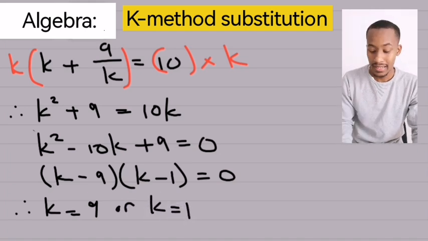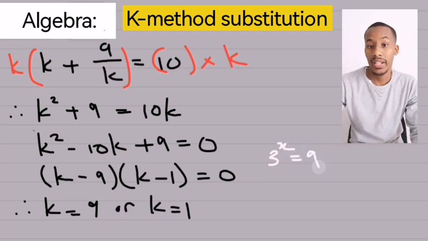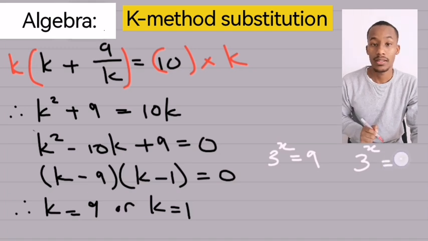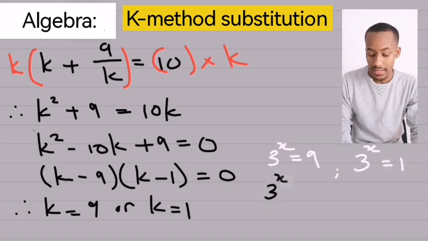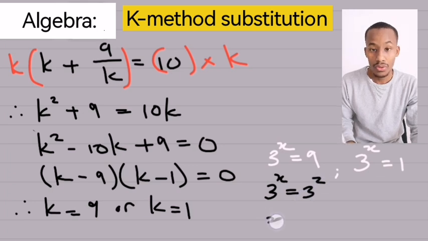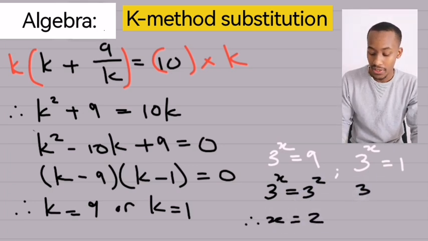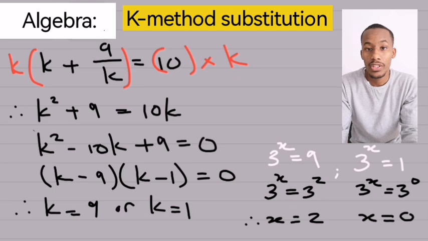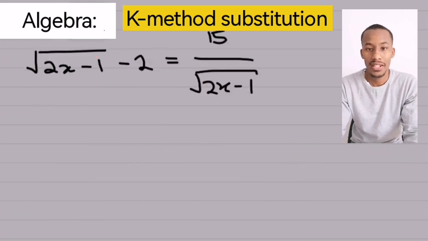And again, let's remember that k was 3 to the power of x. So it's 3 to the power of x equal to 9 and 3 to the power of x equal to 1. 9 can be expressed as 3 squared, which then means that x is equal to 2. And 1 can be expressed as 3 to the power of 0, and therefore x is equal to 0. So remember, the goal here is we're always trying to make our bases the same so that our exponents can be equal. Okay, let's move on to question 3.